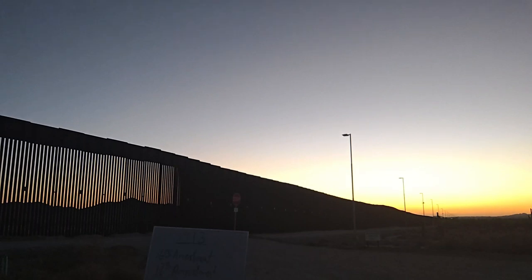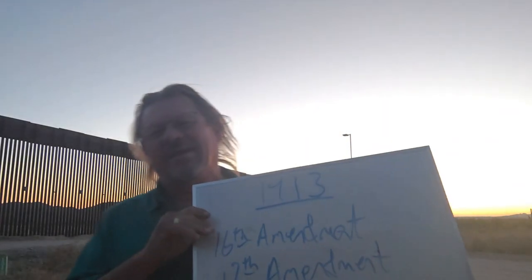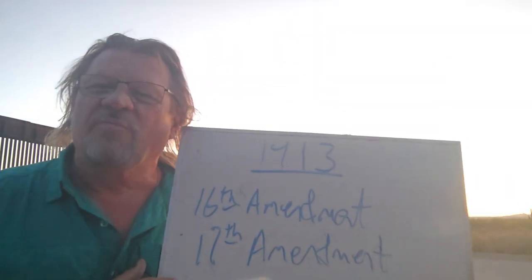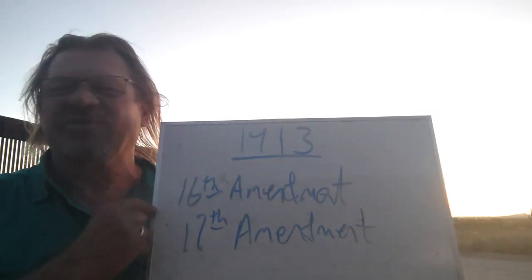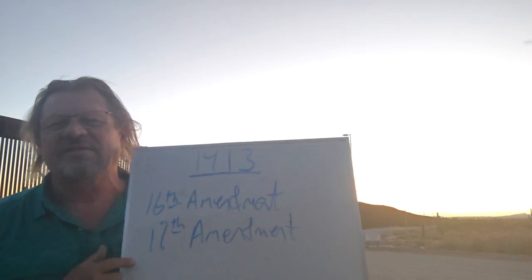What do I want to talk to you about today? I'm going to talk about 1913. 1913 is a critical year in the history of the United States. That's the year the United States no longer was a republic. That's the year it became basically an empire. And there are two reasons for that. One would be the 16th Amendment, which was the income tax, and the other would be the 17th Amendment.